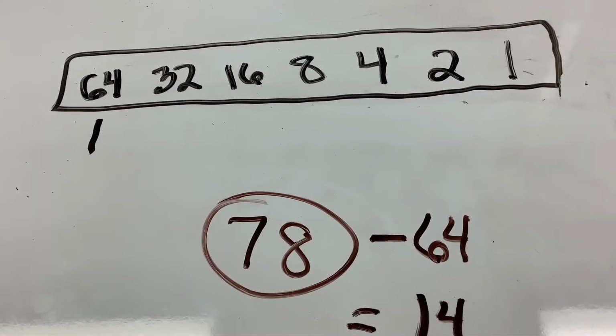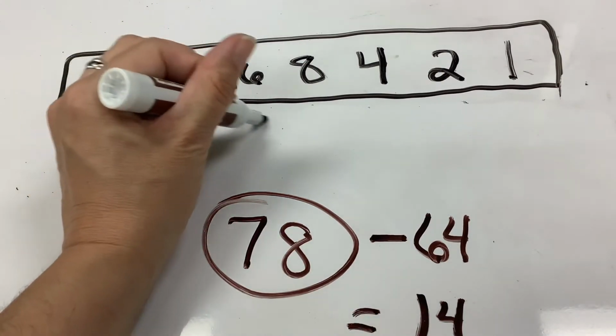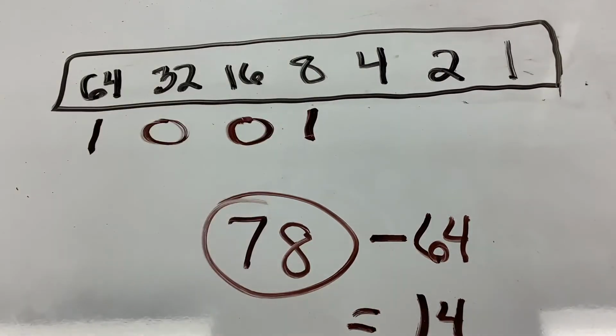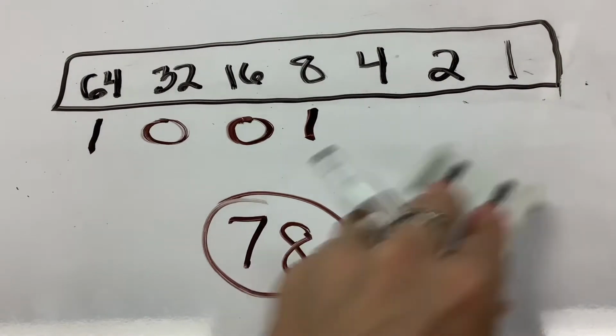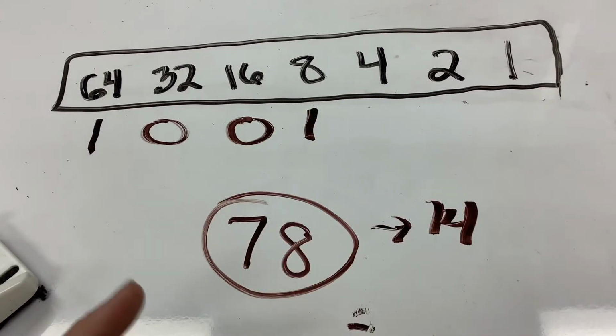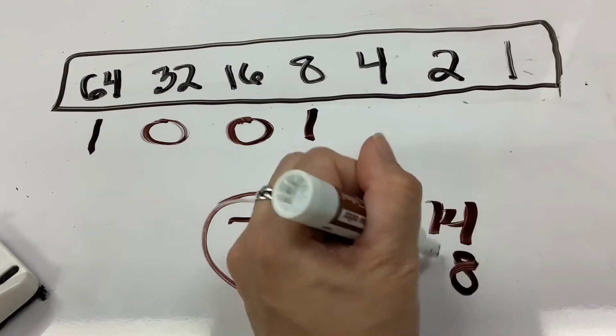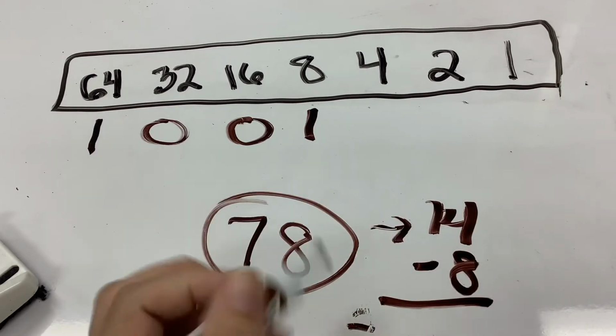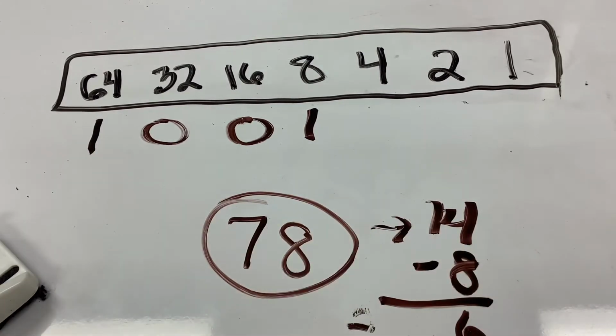Okay? So what's the next largest number that fits into 14? Because that's what I have left over at this point. So 16 is too big. 8 is going to be the next number I can use. So I'm not going to use 32. I'm not going to use 16, but I am going to use 8. So now with my 14, I'm going to make myself some more room. So my new number is 14, right? So now I'm going to use that 8. So now I got to subtract the 8, all right? And at this point, now I'm left with 6.